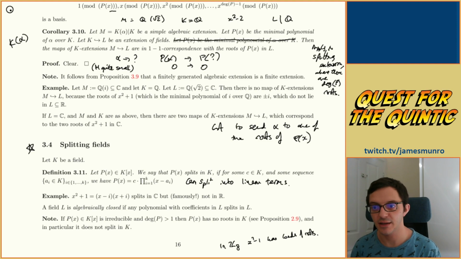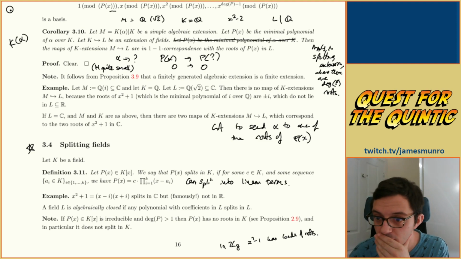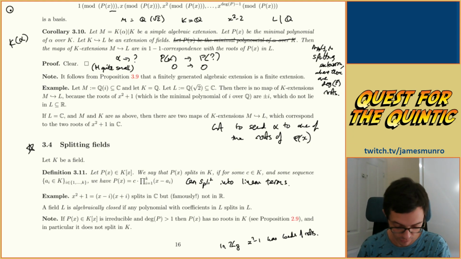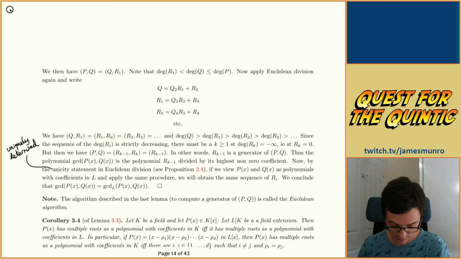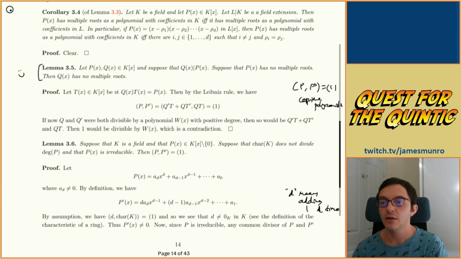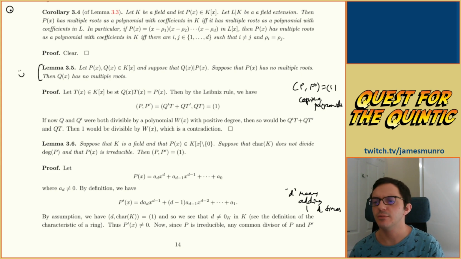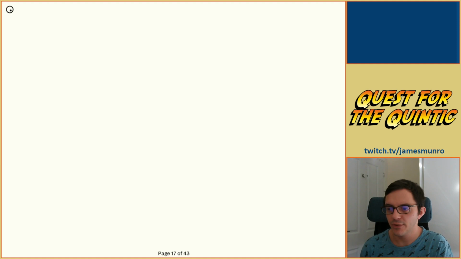Roots of p of x in L. Might be some or none. Okay, so apply 3.4 as well in here. What was 3.4? Let L be a field extension, p has multiple roots. Oh, something has multiple roots. To say it just doesn't. I've decided to ignore this. Proof clear square. Good. Okay.